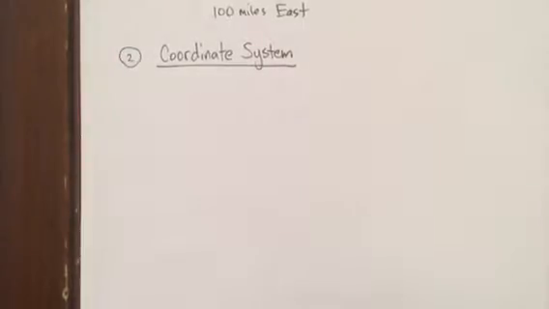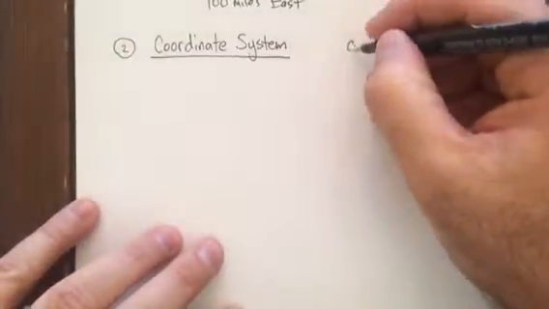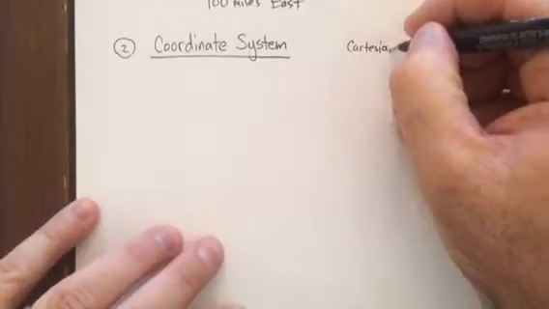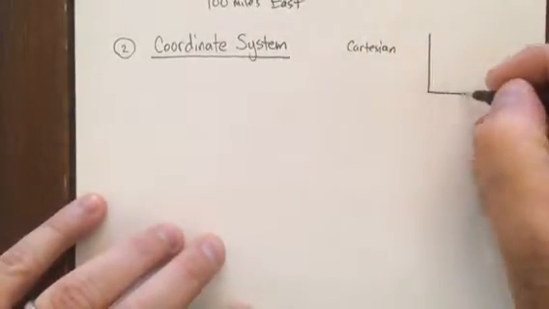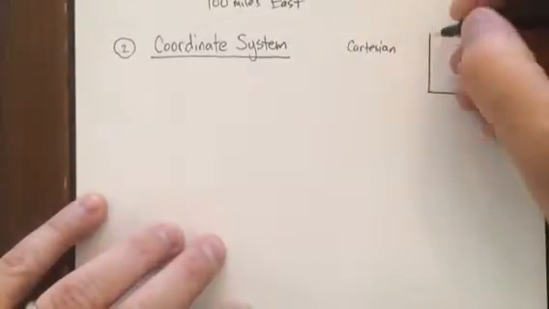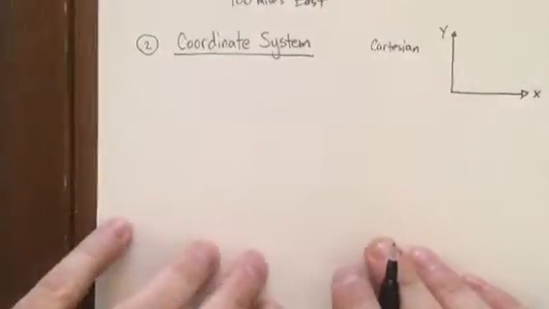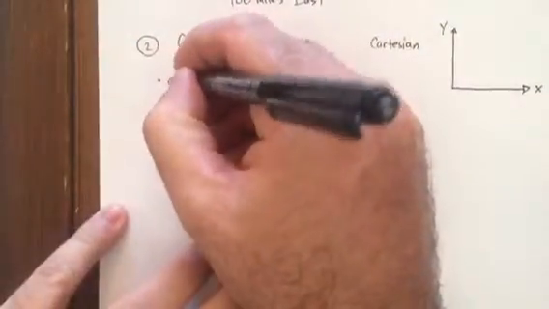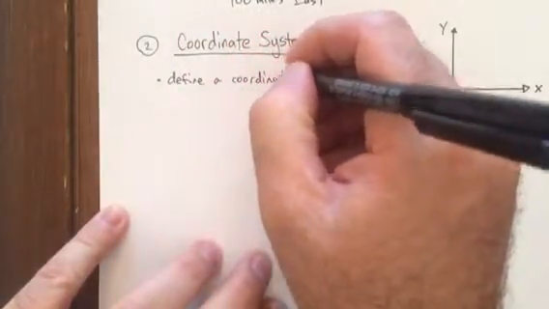Next up, we're going to discuss coordinate systems. A very common coordinate system is what's called a Cartesian system, and that is made up of two axes. This could be the x-axis, and this is commonly termed the y-axis. When you're talking about motion, it is important to define a coordinate system.